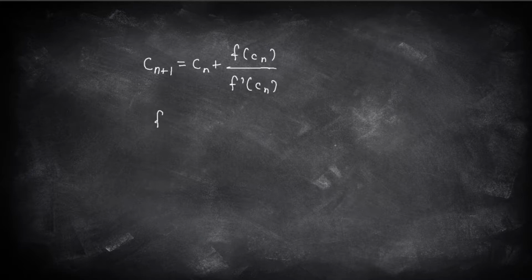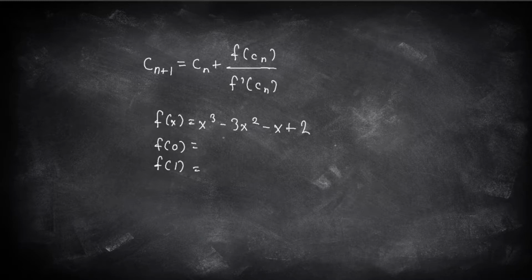Let's say f of x is equal to x cubed minus 3x squared minus x plus 2. First we need to find a zero here. To start off with a good approximation, let's start somewhere where we know a zero is going to be. I usually like to plug in 0 and 1 to see if they work. So 0 minus 0 plus 2 is 2.